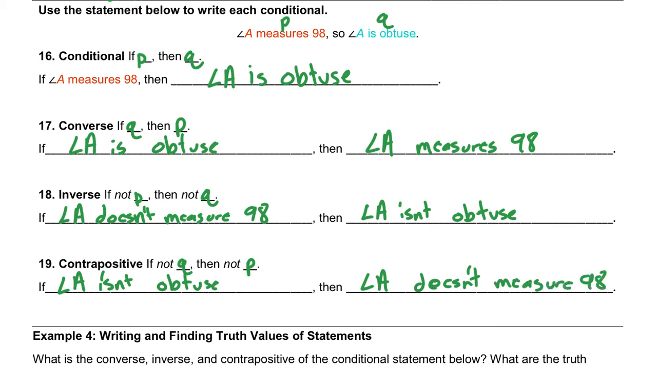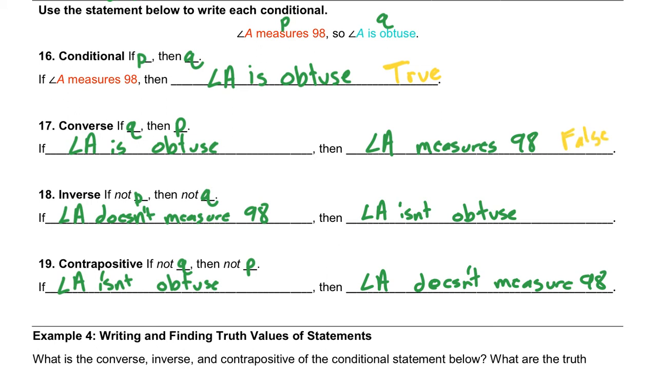So I'm going to change my color, and I'm going to quickly go through the truth value of each of these statements. We talked about the definition of obtuse angles. Obtuse angles are angles that measure between 90 and 180 degrees, okay? So those are obtuse angles. So the conditional statement, if an angle is 98 degrees, then it is obtuse. That conditional statement is true. So I'm going to put T, or write true at the end of it. The converse, if angle A is obtuse, then it measures 98. That's true for only 98 degrees. But there are other angles that are obtuse that aren't 98 degrees. So the converse is false.